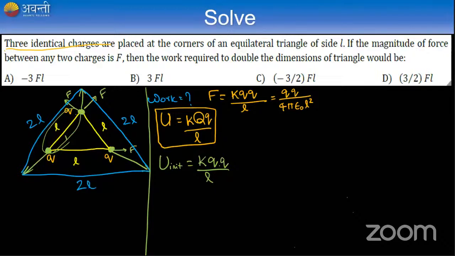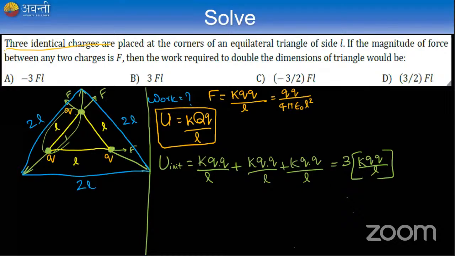Similarly, how many pairs do I have? I have 3 pairs of charge. So it will be KQ into Q by L plus KQ into Q by L, and so on. Why? How many sides do I have? 1 pair, 2 pairs, and 3 pairs. I have 3 pairs. Yes, correct, Bhargav. So this is my initial potential energy. What is the magnitude finally, guys? The initial potential energy magnitude is 3 times K Q into Q by L, right?